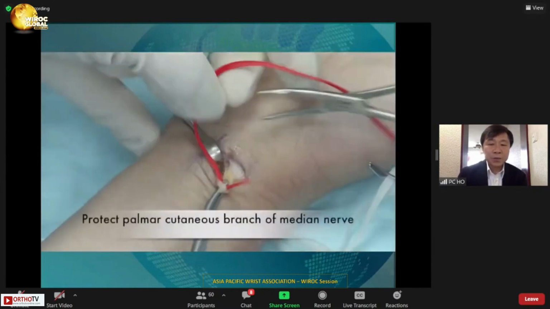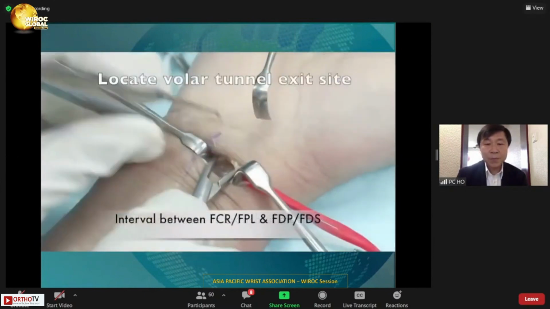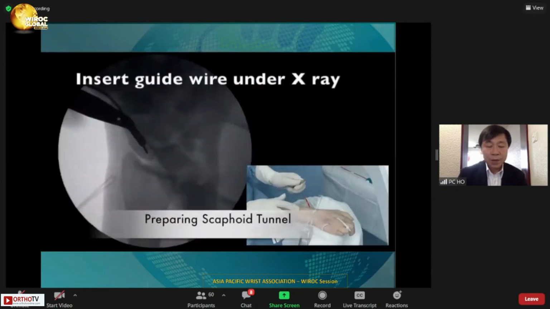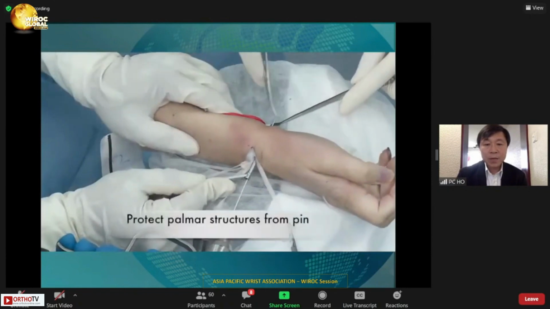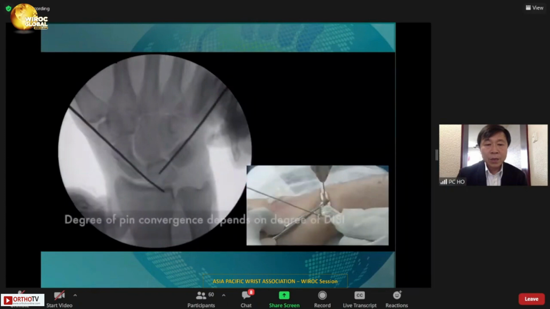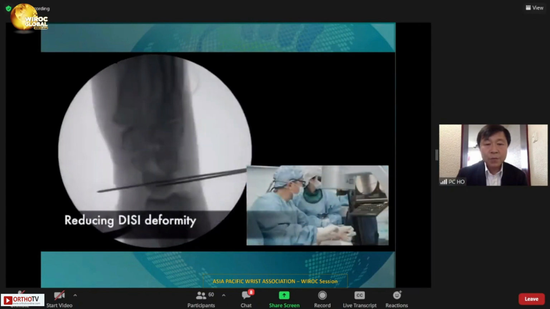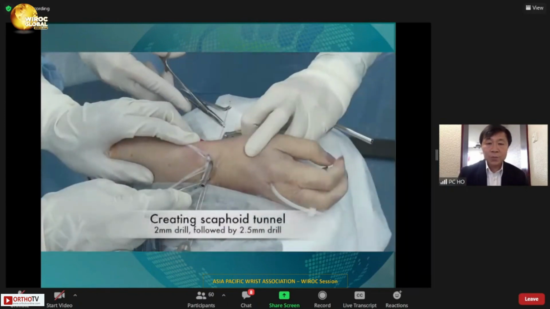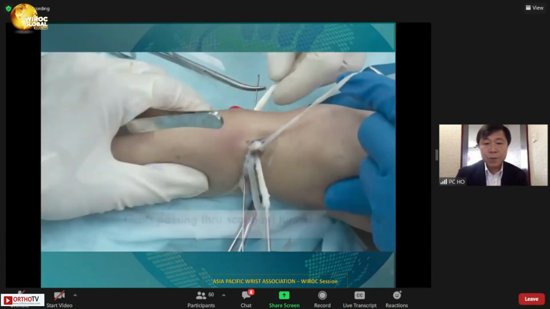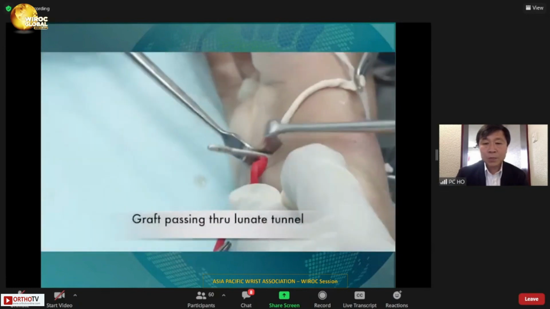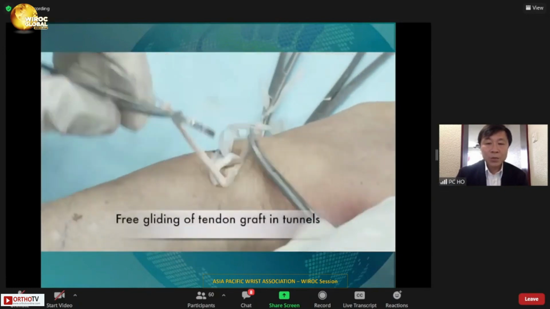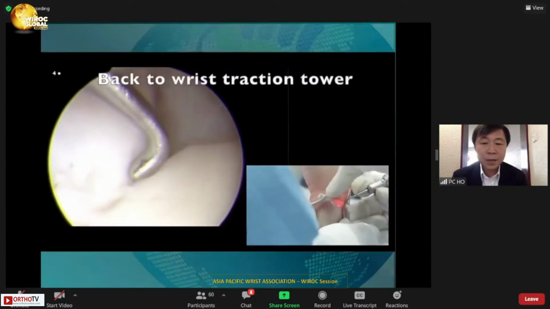So on the volar side, I make a transverse incision, protect the palmar cutaneous branch of the median nerve, and then locate the volar tunnel position. So this is under X-ray guidance. We create a tunnel at the proximal scaphoid, and also at the center of the lunate. We make the pins converge so that we can actually help to reduce the DISI deformity. Create the bone tunnel 2.5 millimeter, pass the palmaris longus tendon graft from dorsal to volar, and then from volar back to the dorsal side.